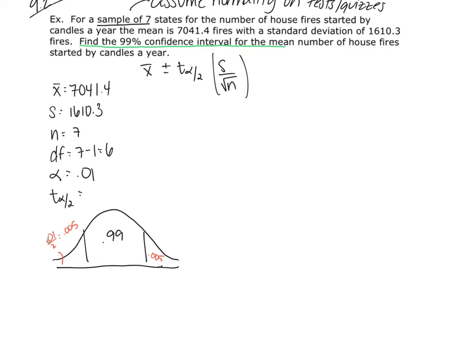Using inverse t, with the area to the left being 0.005 and our degrees of freedom of 6, our critical values are negative 3.707 and positive 3.707. And for our formula, we will only use our positive value, 3.707. So now we have all of the unknowns. We're going to plug them in and simplify to find our lower and upper bounds.